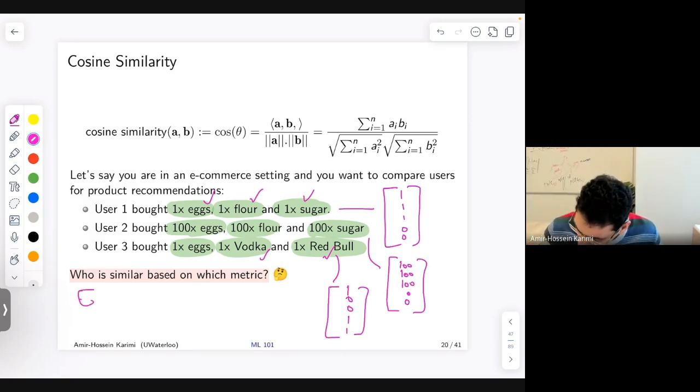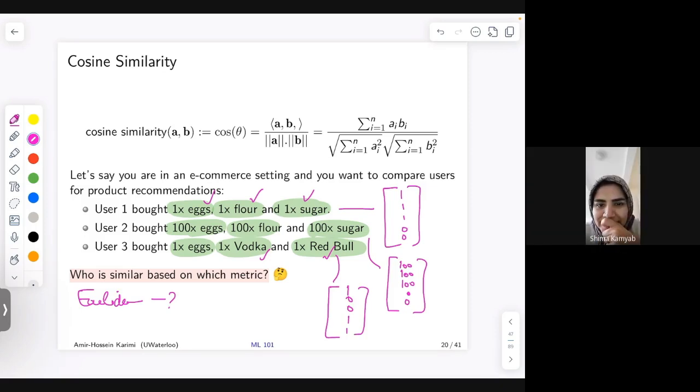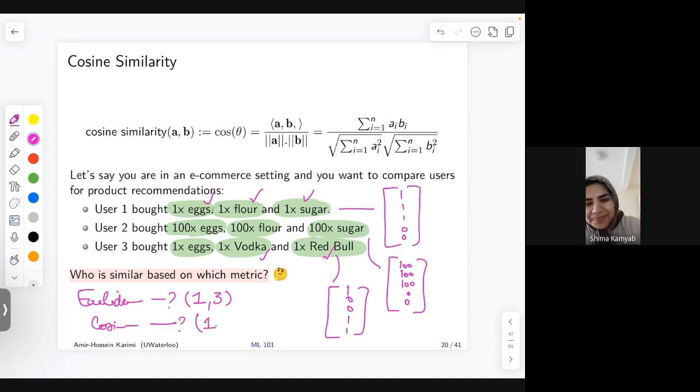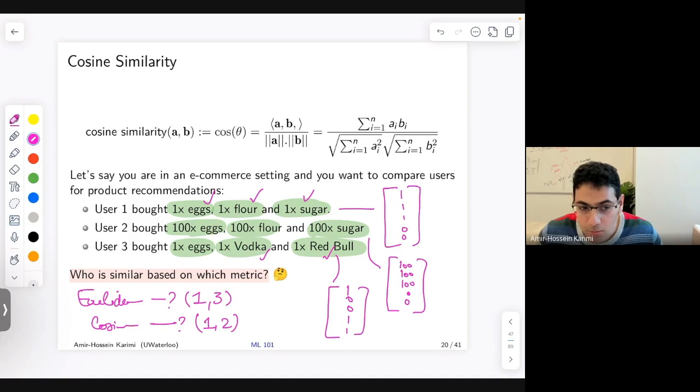So based on Euclidean distance, which users are similar to one another? Shima, which did you say? Based on a Euclidean distance, the answer will be different. Okay, it's 1 and 3, for example. And based on cosine similarity, yes, 1 and 2. Now, which one is correct? Which similarity do we use?